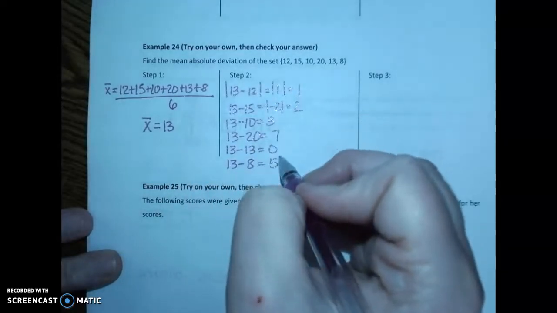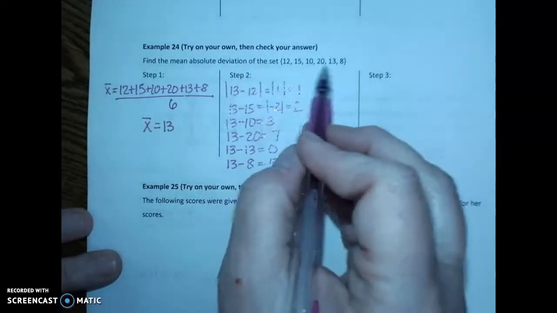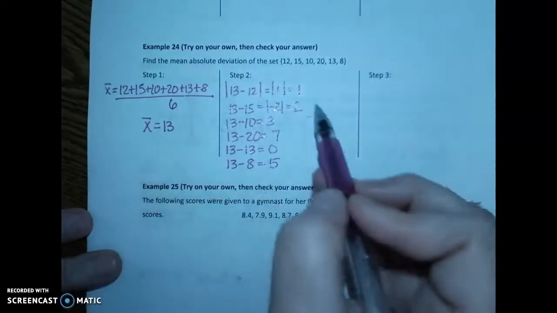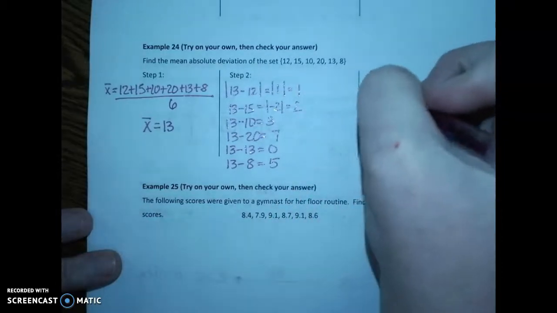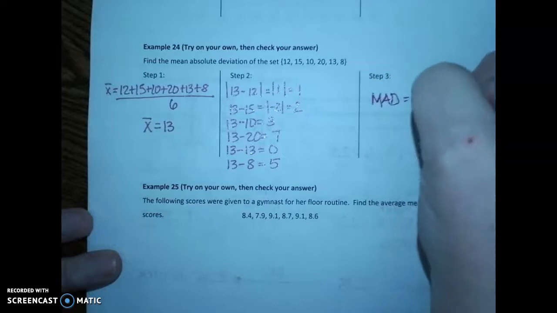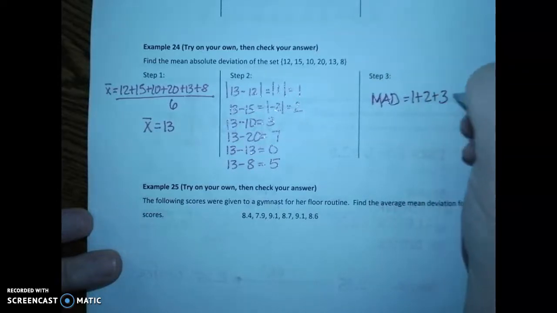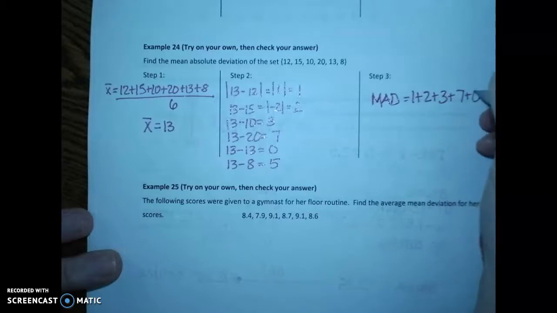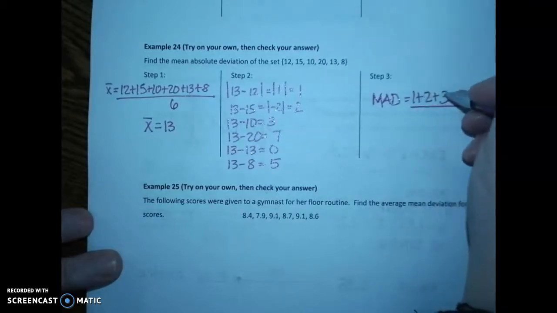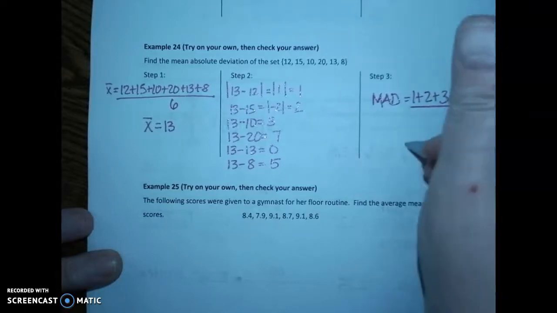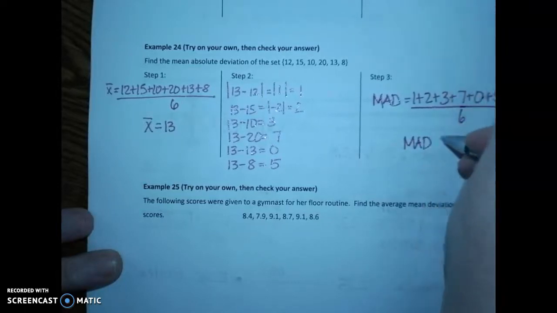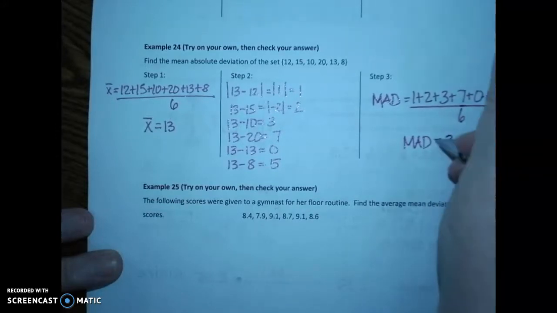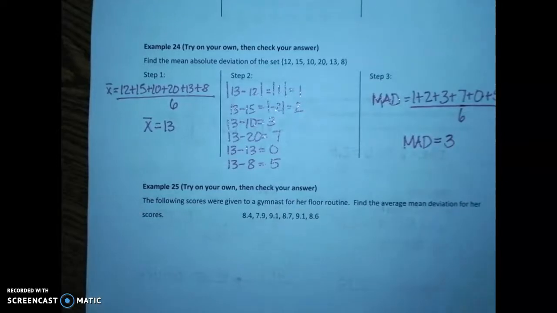So these are the distances that each of these numbers are from this mean. So I want to take those numbers and I want to find the mean average of those numbers. So I have 1 plus 2 plus 3 plus 7 plus 0. 0 is a number. It's saying there is no difference in the distances, so it's an important number. You don't want to drop it off. Plus 5. And there's still 1, 2, 3, 4, 5, 6 numbers to help me find my average. So when I worked this out, I got a MAD of 3. So the average distance these numbers are from the mean is 3. Okay?